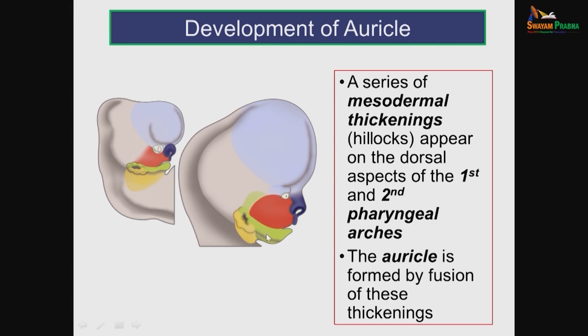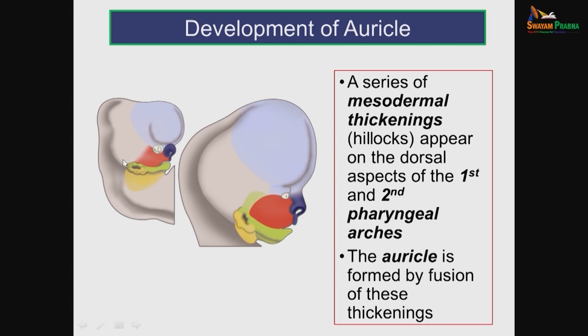Coming to the development of the auricle, you can see in this picture that there are mesodermal thickenings which are formed. These are called auricular hillocks. Where do they appear? They appear on the dorsal aspects of the first and second arch. This is the first arch, the two processes of the first arch you are seeing. Here is the developing second arch.